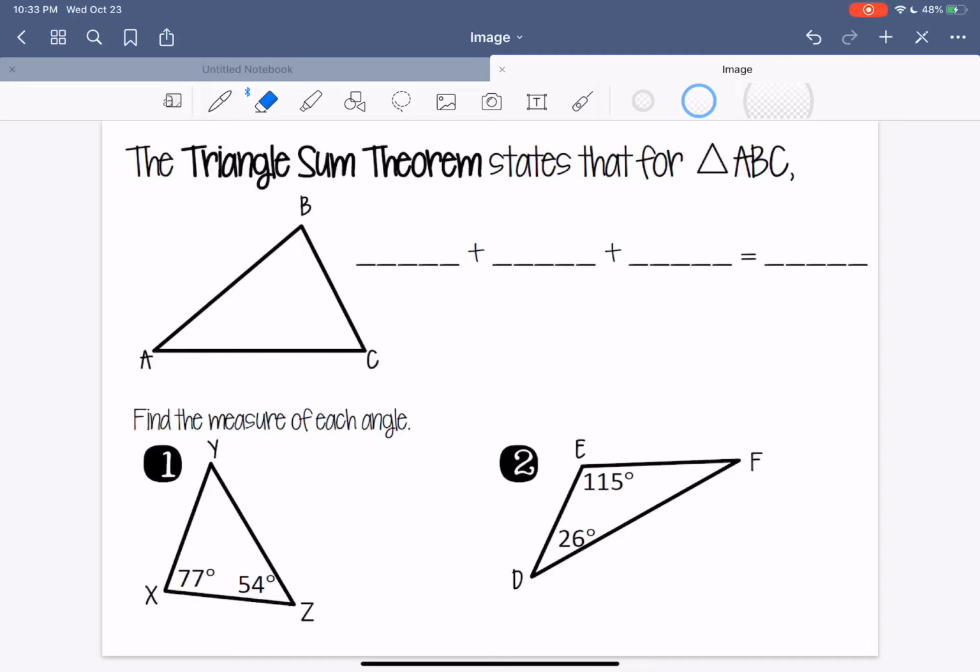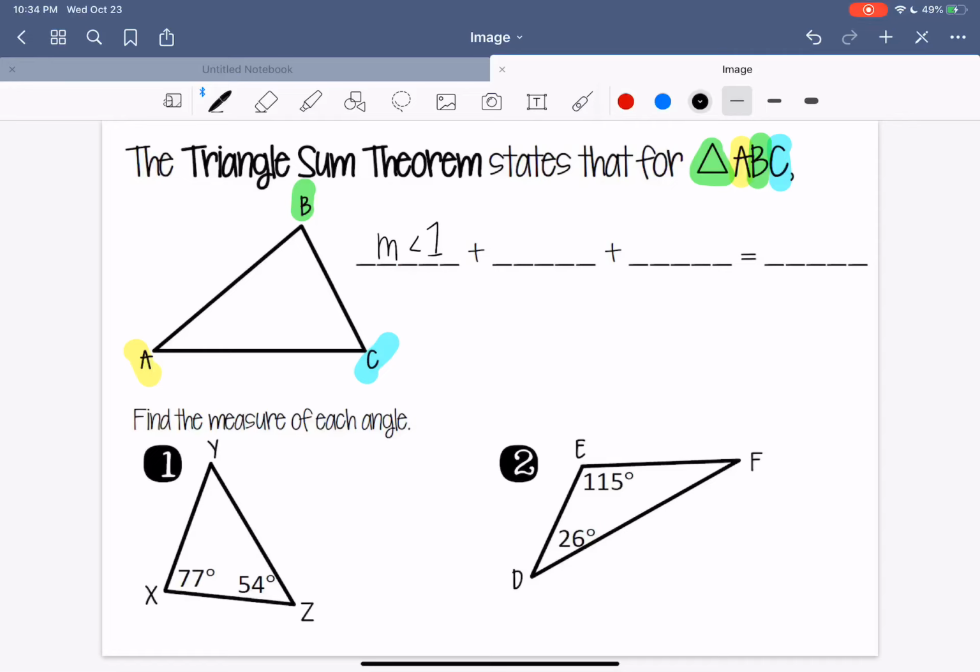So in this, the triangle sum theorem states that for triangle, and I'm saying triangle because there's my triangle there, triangle ABC, so A, B, and C. Triangle ABC, we have the measure of angle 1. Okay, I realize I just wrote an M and I said measure, and I haven't talked about that yet.